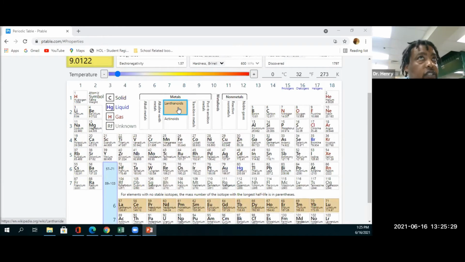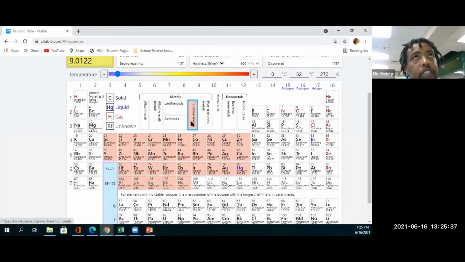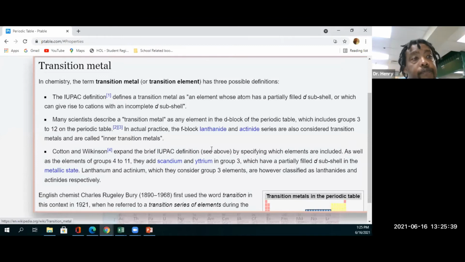These guys are called lanthanoids. These guys are called actinoids. These guys are your transitional metals.